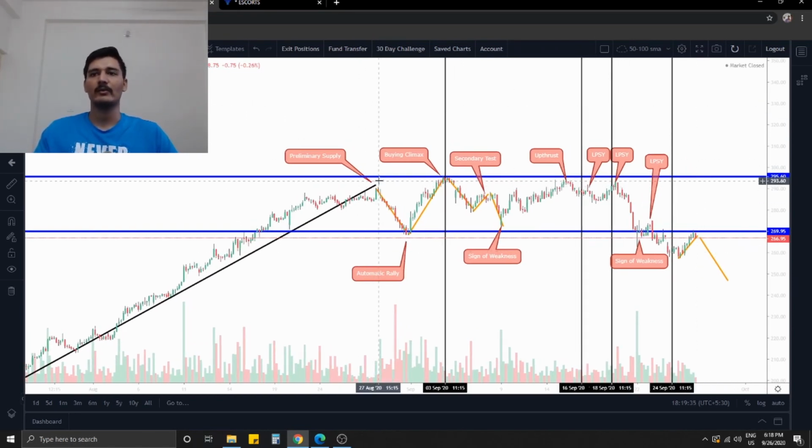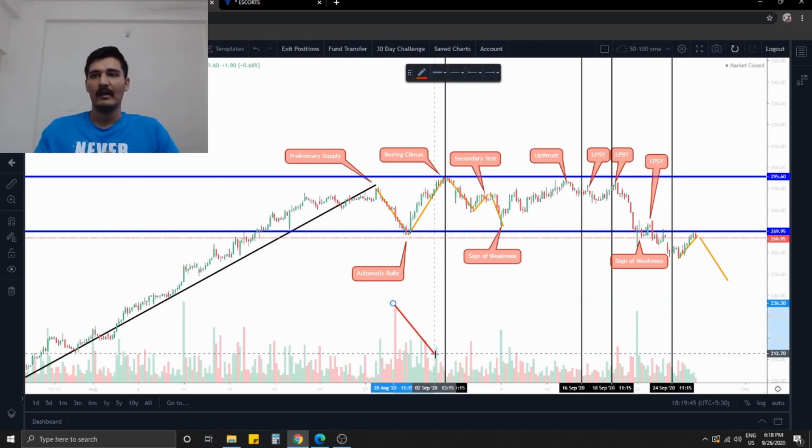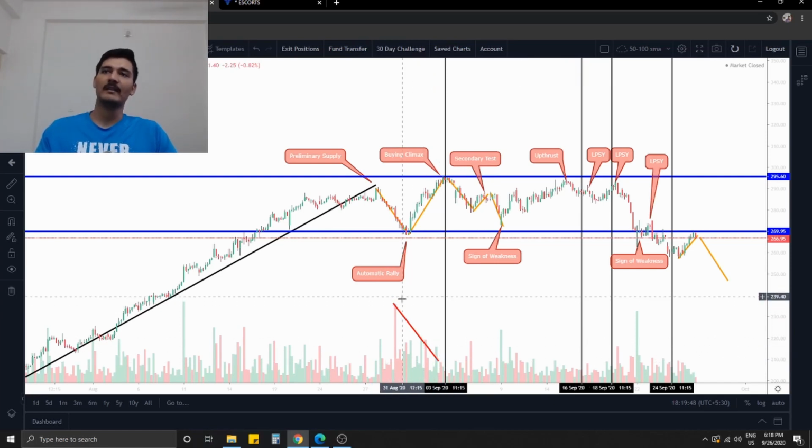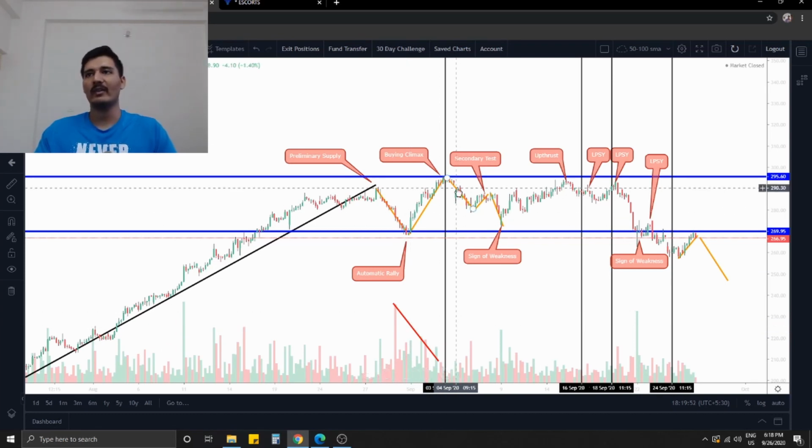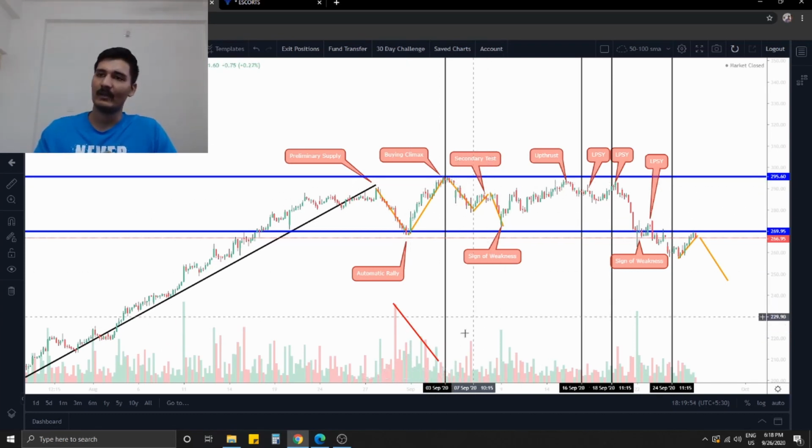So picking up the first swing high, which we declare as the preliminary supply. Then you have the automatic rally and buying climax. Just quickly checking for a dip in the volumes, that is confirmed. So that means that this higher high that has been made, there is not that much effort there, so the result will also not be sustainable. Simple as I say, always simple as I said, it is all driven by logic.